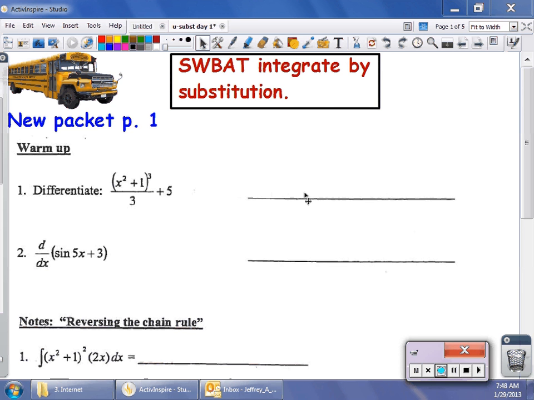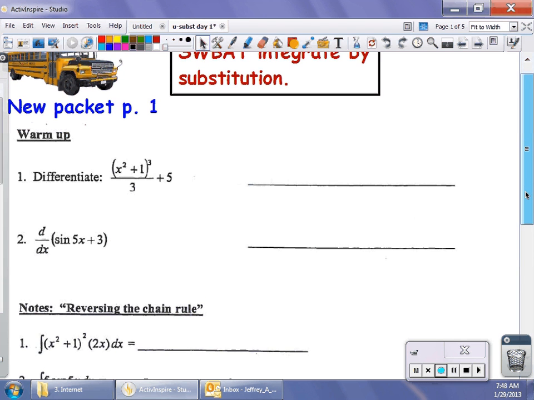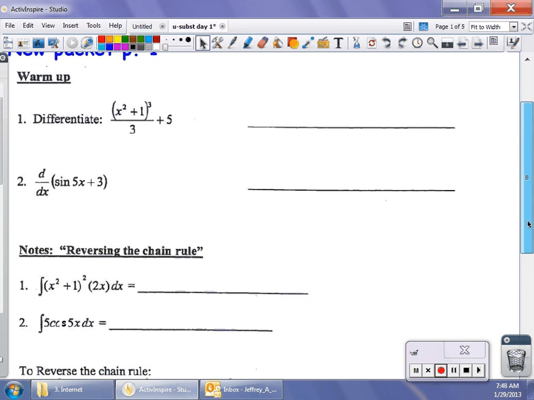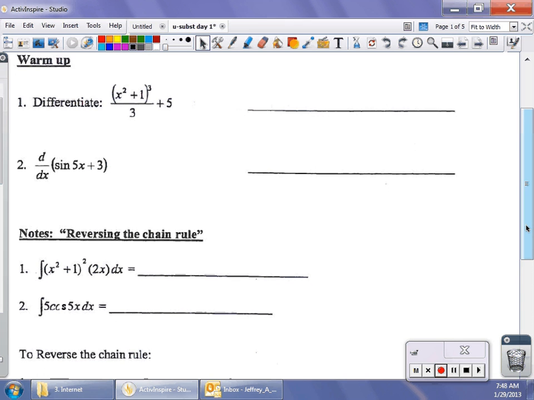So if you were in my class, I would encourage you to stop the video, do the warm-up, and then resume the video, because the warm-up is going to lead us into our discussion about integration, or reversing the chain rule. So in problem number 1, we're going to find the derivative.